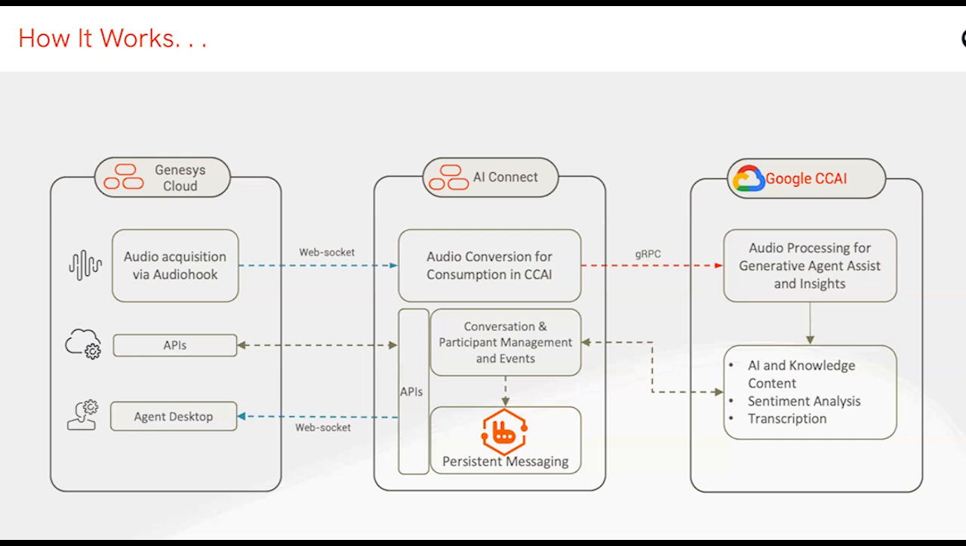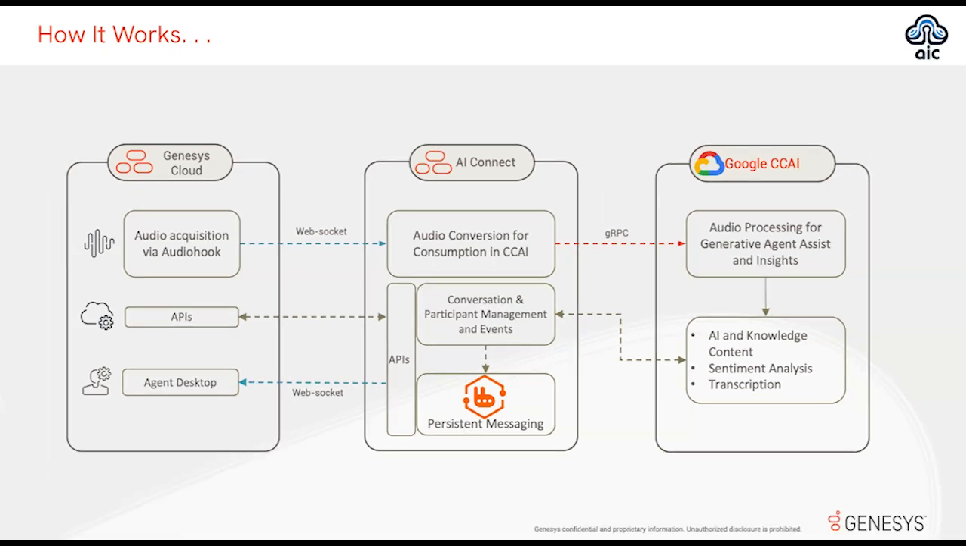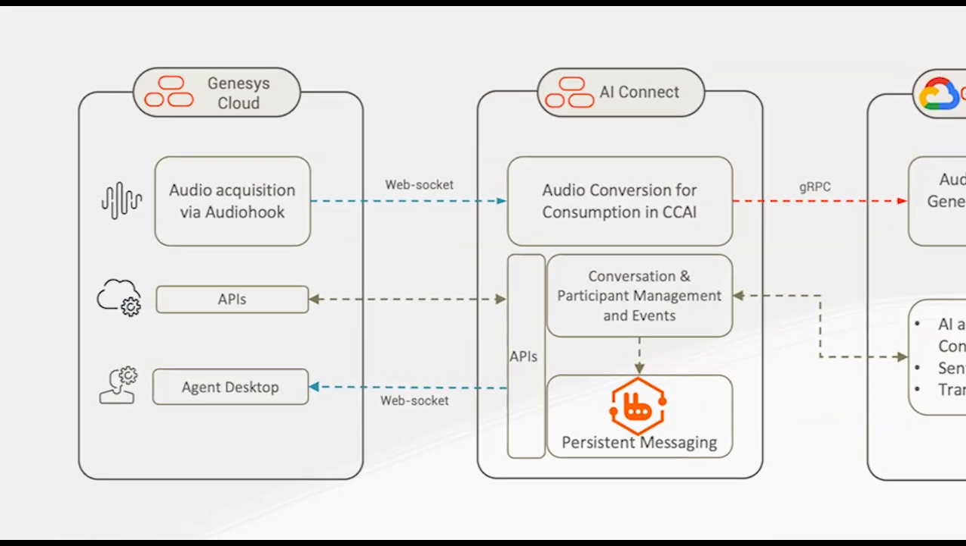As for the overall architecture, I'm going to hand over to Blake. Thanks, Jonathan. I'll go ahead and take this from left to right as you see it on the slide. So we start first with Genesys Cloud. The first thing that we need to consider is how we're going to get the audio so that we can pass it to Google to do all of the agent assist, generative knowledge assist, and general AI workloads on top of it.